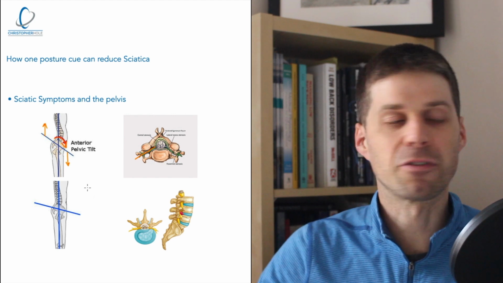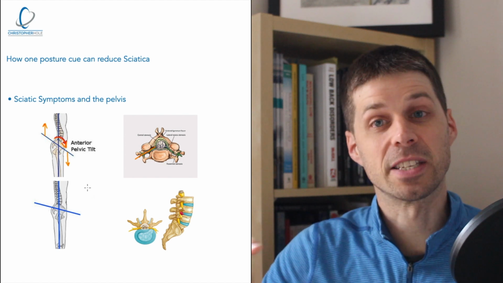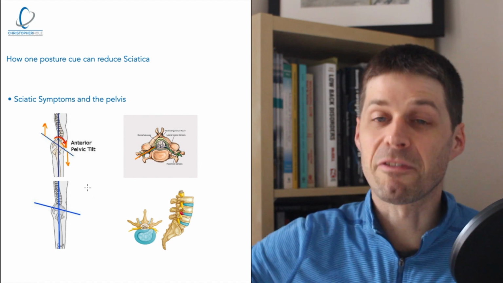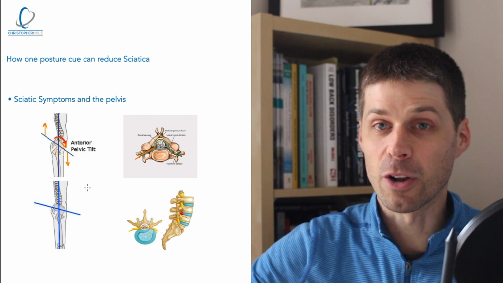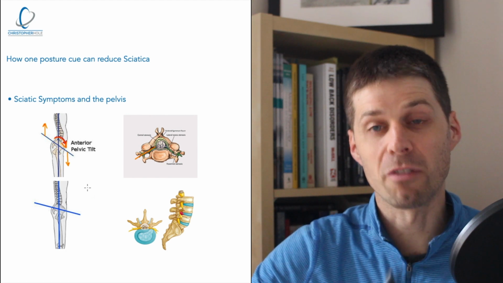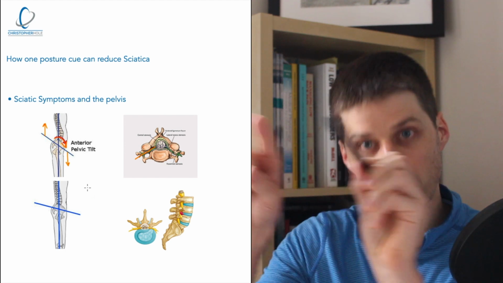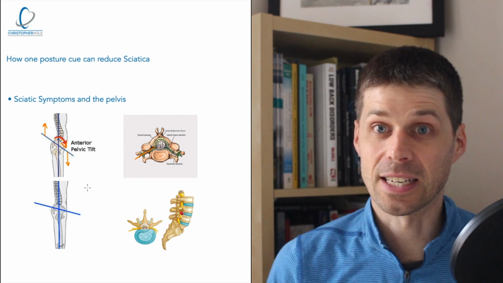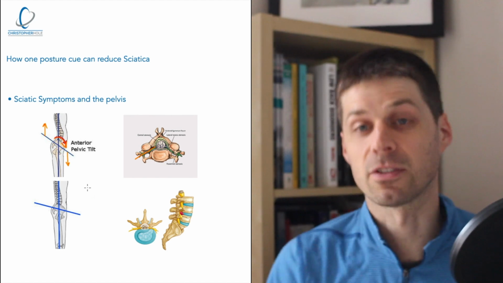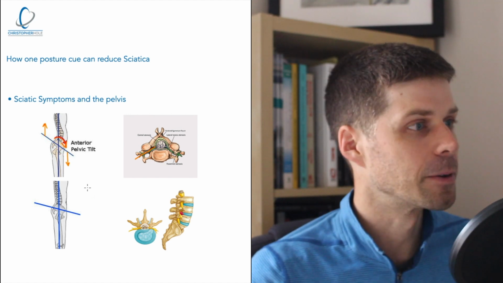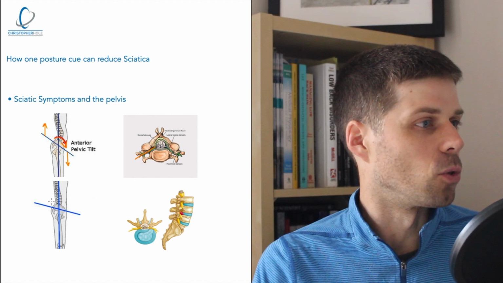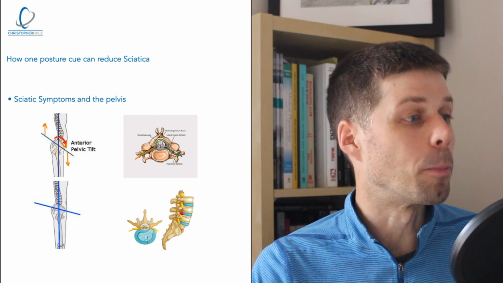So if it is from an anterior pelvic tilt closing the hole, if you can posteriorly tilt it and flatten the pelvis off, you're going to open that gap and reduce the irritation on the sciatic nerve, and then reduce the chance of a signal going down the leg. Then we come on to the opposite one to that.